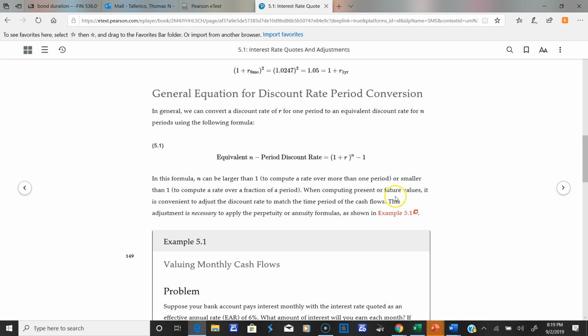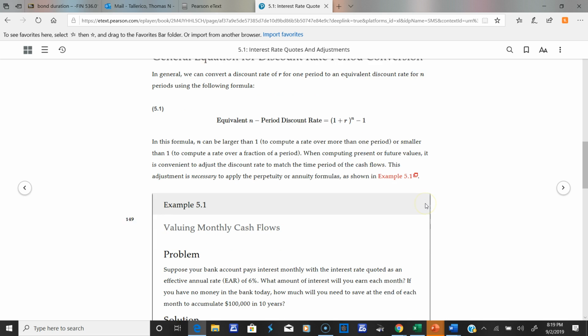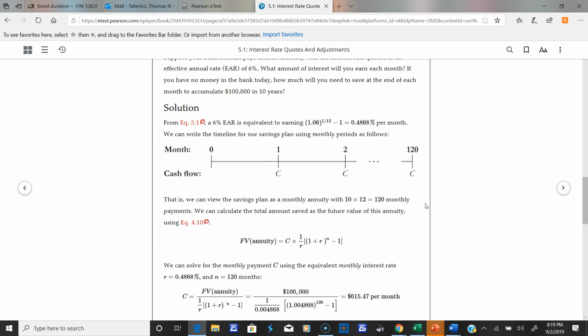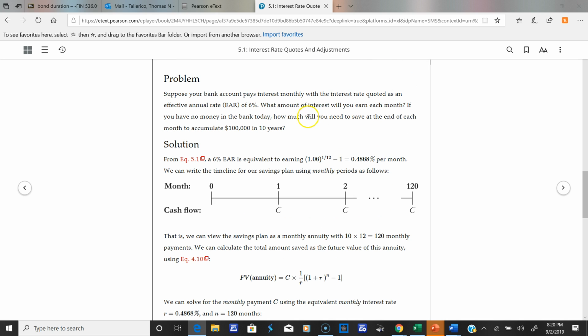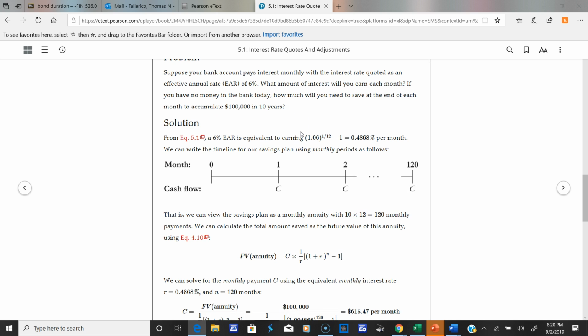When computing present or future values, it is convenient to adjust the discount rate to match the time period of the cash flows. And I give some examples here, and you can clearly see, here's the cash flows, right? So suppose your bank account pays interest monthly with the interest rate quoted as an effective annual rate. Now you notice here they clearly spell it out. 6% is the effective rate. What amount of interest will you earn each month? If you have no money in the bank today, how much will you need to save at the end of each month to accumulate $100,000 in 10 years?